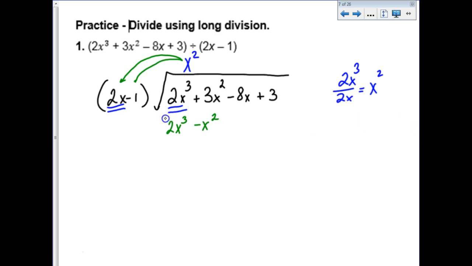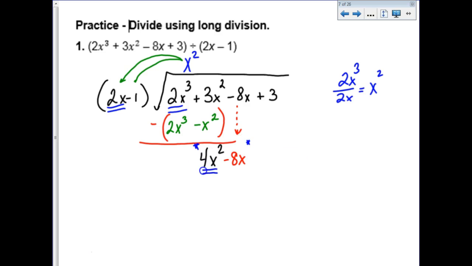And now we're going to see how far off we are because we're going to subtract. So the lead term should cancel. It does. And then you have 3x squared minus negative 1x squared, which gives us 4x squared. And then we bring down our next term here. And now we have a new problem to consider. This is our new dividend. That's what we're going to start dividing into now.